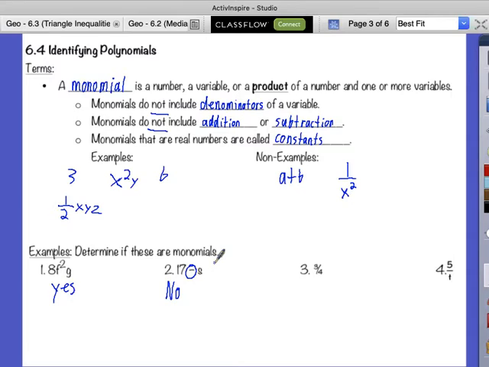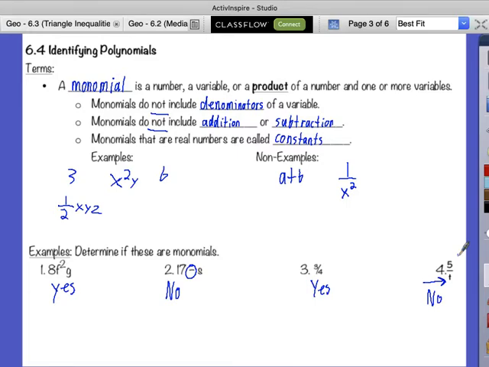Okay? So wait. First of all, though, is 3/4 a monomial? Yes, it is, because there's no denominator of a variable. The denominator is just 4, and there's no addition or subtraction. What about number 4, 5 over t? No. Why not? Being divided by the variable. Variable's in the bottom. That makes it not a monomial. Questions over that?